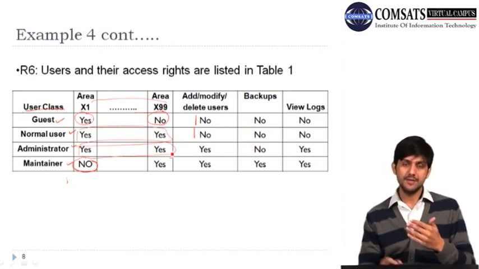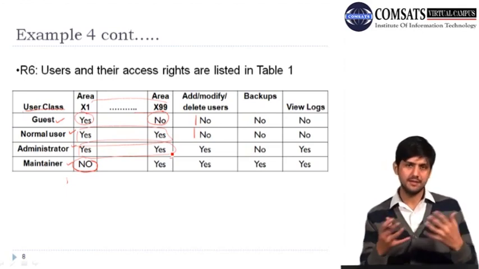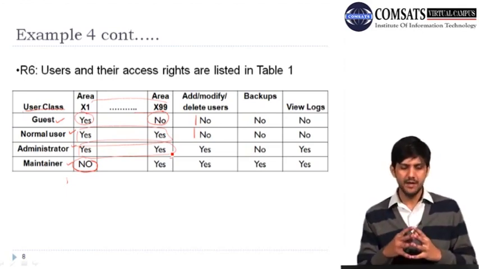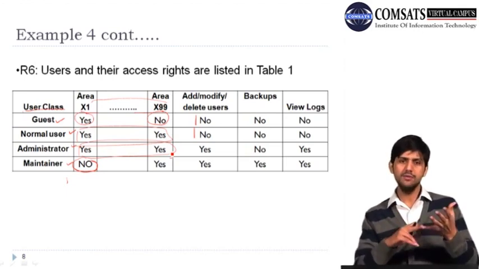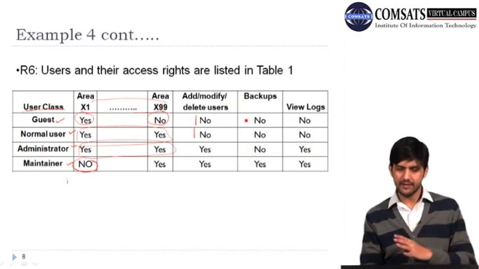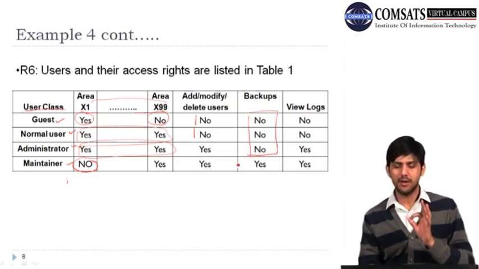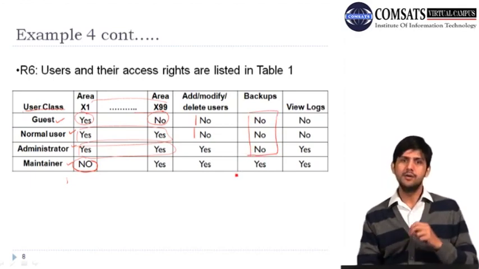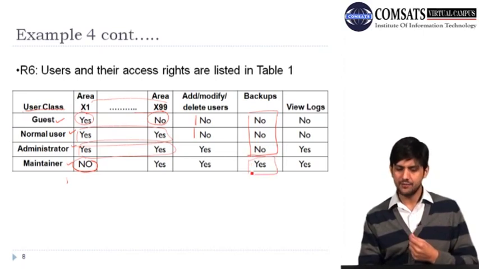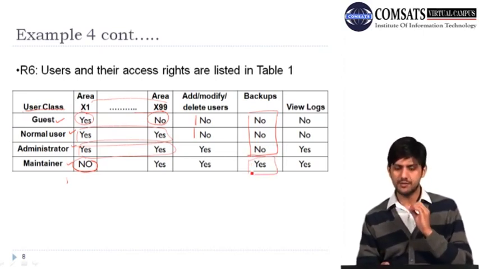Then another role assigned to one of these users is backups. We are saying which of these classes of users can take backups. The guest, normal users, and administrator cannot take backups. So we specifically write under this functionality of backup that these 3 users cannot take backups, whereas the maintainer, whose role is to take backup of the system, is the only one allowed to do that. So we are specifically mentioning the authorization of different kinds of users to this particular system.